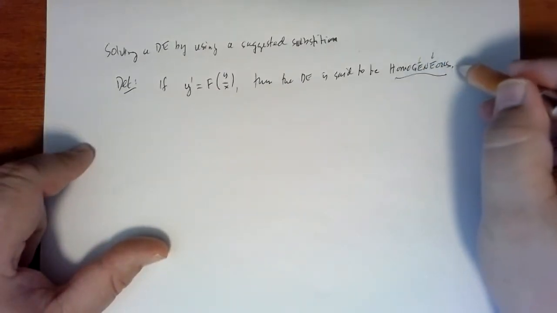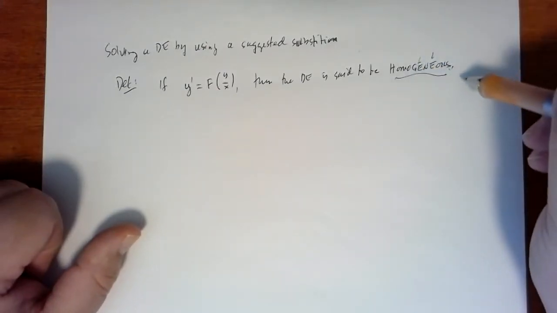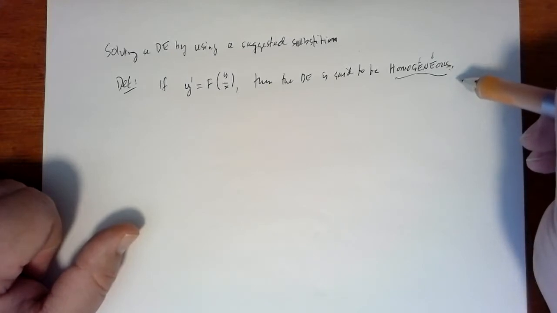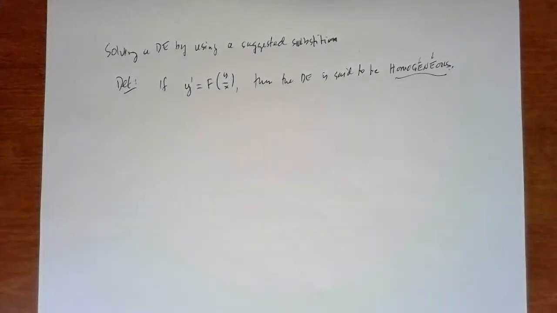Homogeneous is going to refer to several things in mathematics. I've heard mathematicians say this is homogeneous as well. So if you say homogeneous, I'm not going to say anything, but it really should be homogeneous. Okay.